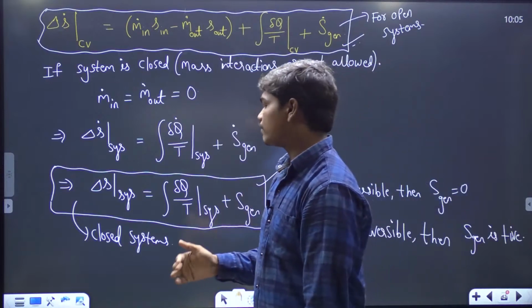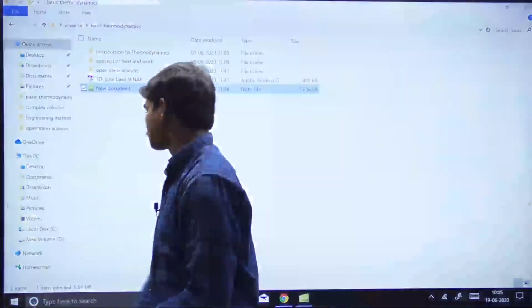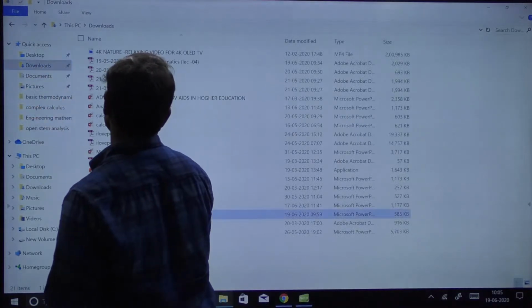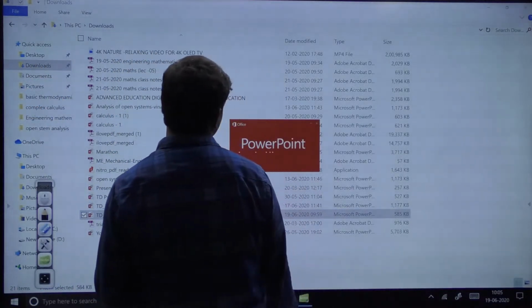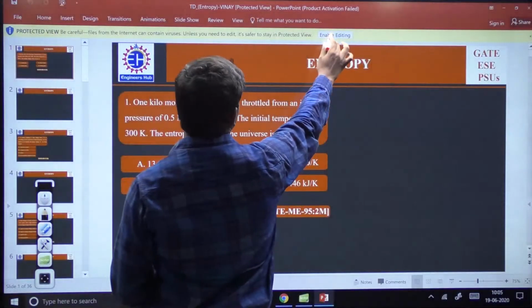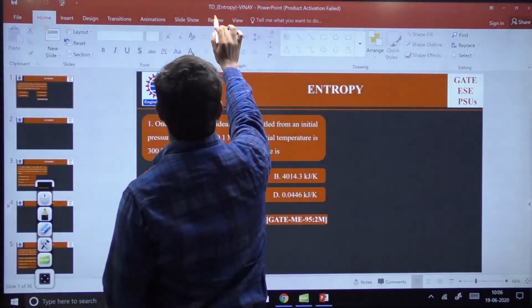Now we'll learn how to solve them. We'll look at previous GATE problems. Just a second, guys. We'll see all the questions.